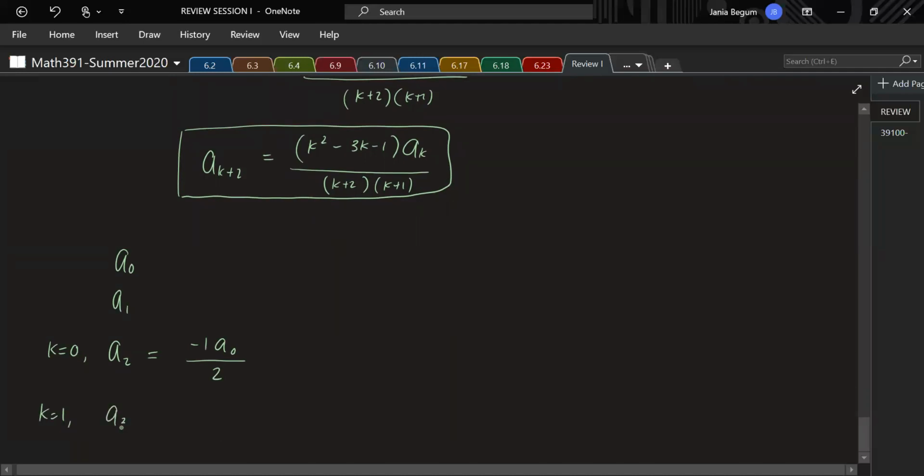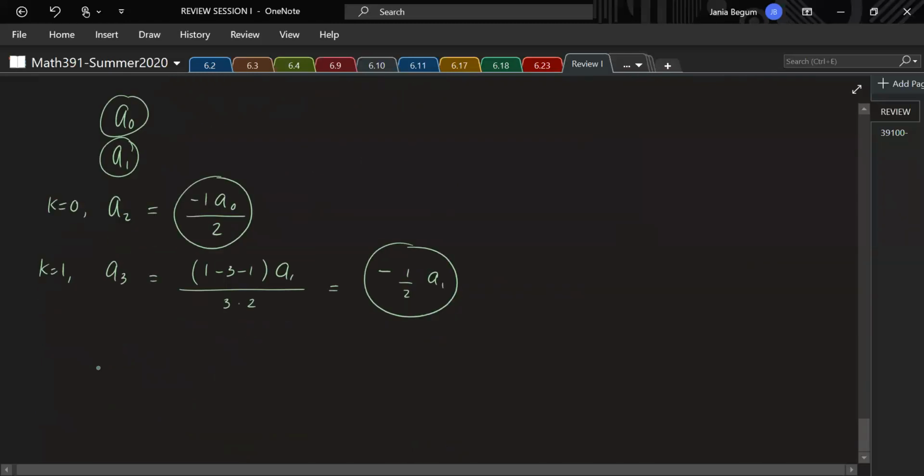Let's go for one more. k equals 1, you have a sub 3. So we will have 1 squared, that's 1, minus 3 minus 1, times a sub 1 over 3 times 2. So that would give us negative 1 over 2 a sub 1, right? Yeah. So we have 4 non-zero terms. Let's see how the solution would look. The solution to this problem, if I asked you, you might have it on the final, who knows, right? Why not? So we have the sum of a_n x to the n.